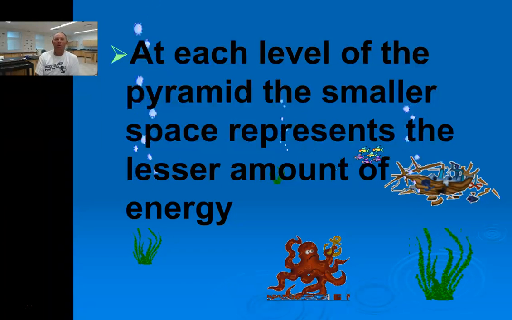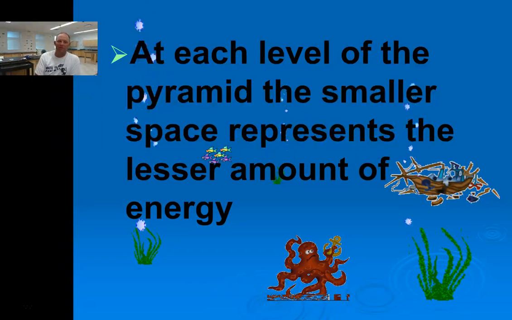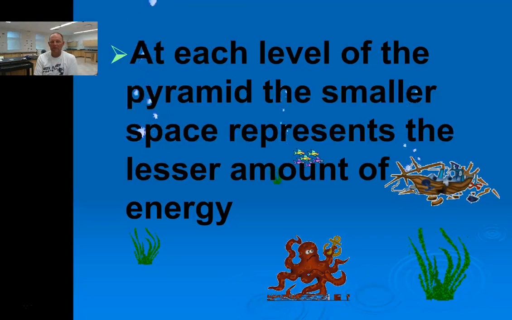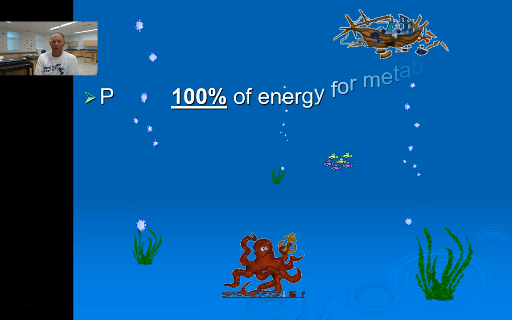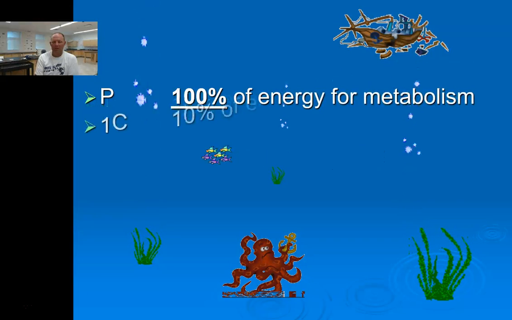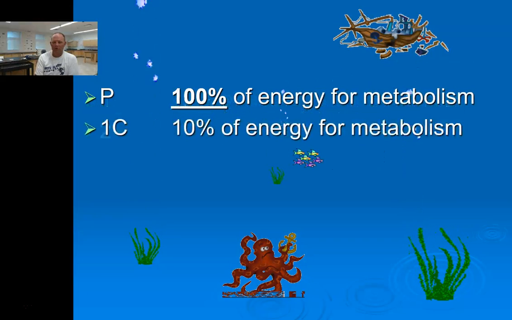Each level of the pyramid is smaller, and the space represents the lesser amount of energy available for that. So primary, we've got 100% for metabolism, and this is where you're filling out that space that we just talked about.